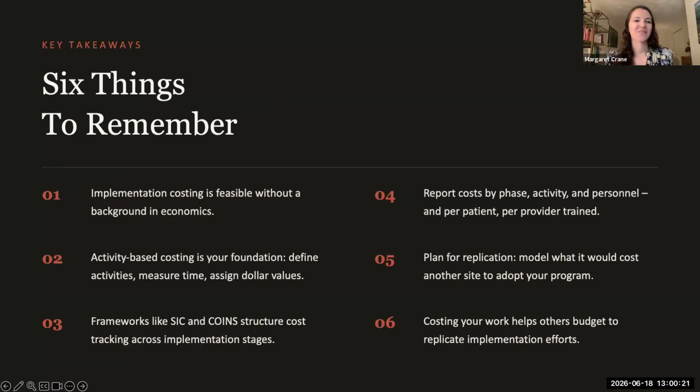Sure. I realized I skipped over this slide at first, but my key takeaways for you all are that it is feasible to do implementation costing without an economist. Activity-based costing is really the foundation of this. You're going to define activities, measure time, and assign dollar amounts. Process frameworks like the SIC and COINS can help you track activities across implementation stages. You're going to report costs by phase, activity, personnel, and patient, and plan for replication: what you're going to need to replicate this in another site. And costing work helps others budget to replicate your efforts.